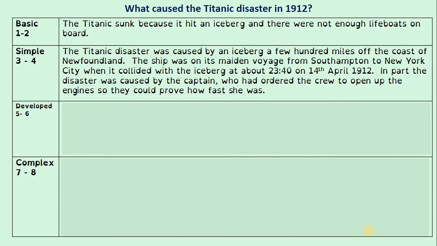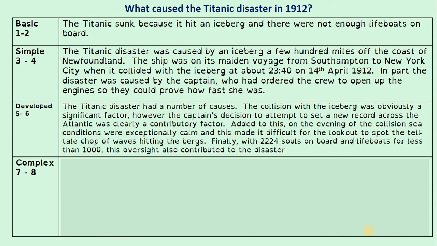The Titanic disaster was caused by an iceberg a few hundred miles off the coast of Newfoundland. This ship was on its maiden voyage from Southampton to New York City when it collided with the iceberg at about 11:40 on the 14th of April 1912. In part, the disaster was caused by the captain, who had ordered the crew to open up the engine so they could prove how fast she was. So it's quite detailed, but it's only giving one reason. It has times and dates, but again, there's just one reason given for what caused the disaster, and that's still just the iceberg, so it's still a simple explanation. What we want is developed and complex.